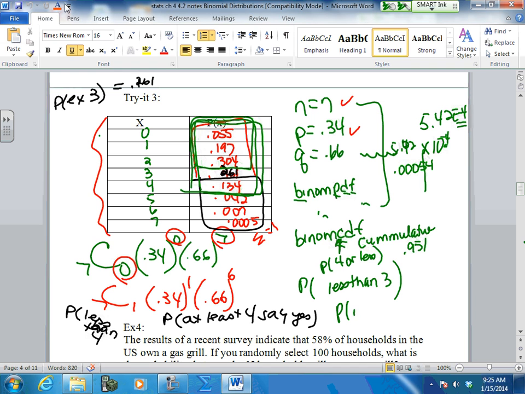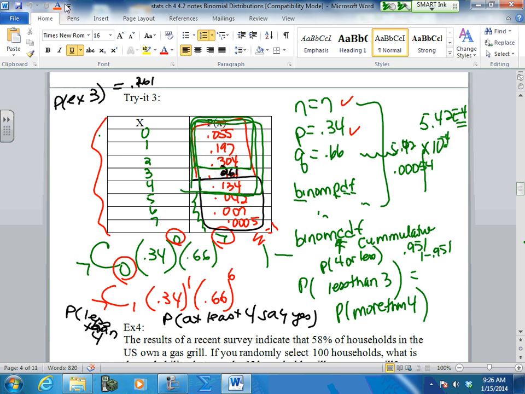If I say more than 4, I want these guys right here, more than 4. So instead of adding them up, I can, in my calculator, do 1 minus my 4 or less. That's your complement case. So try it. Put 1 minus, and then do your binomial thing, and see what you get. Oops, it might not work with the 1 minus. You might have to say 1 minus 0.951. So I can do it this way, and subtract it from here. This is your complement case.